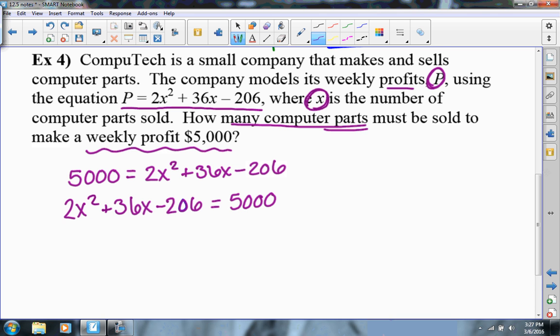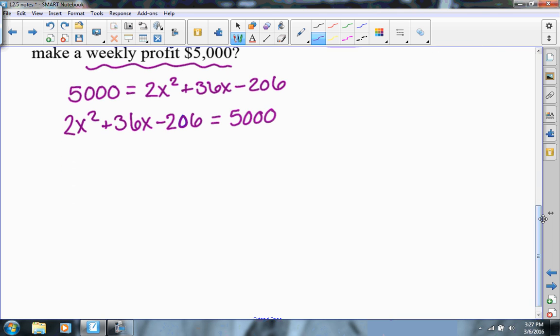So now it's like the problems that we saw in example 3, where I'm going to move that C term over to the other side.